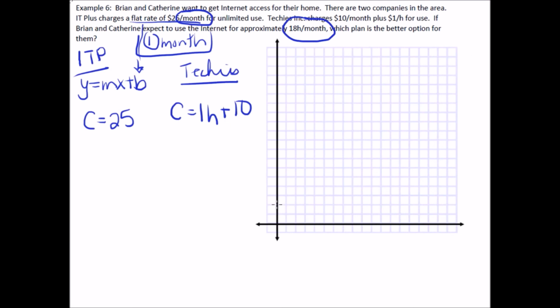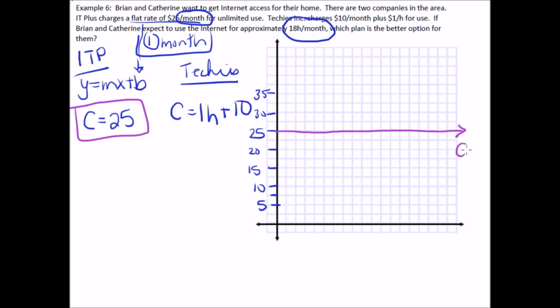I'm going to show you why this one gets tricky. Let's do every 2 is 5. So that's 5, 10, 15, 20, 25, 30, 35, and I hope it fits on here. C equals 25, so that one's going to be in purple. So no matter what, they pay $25 a month. C equals 25.